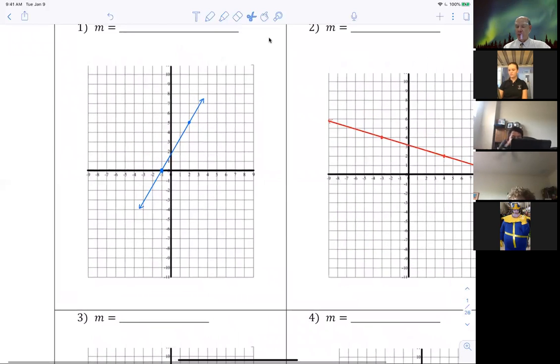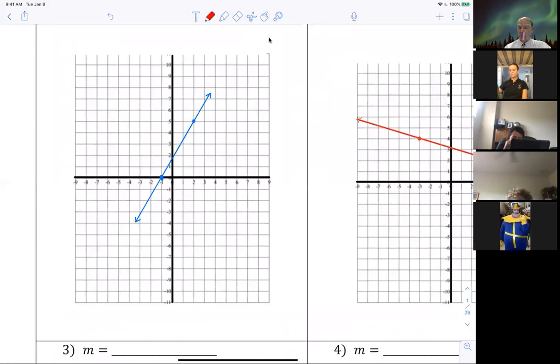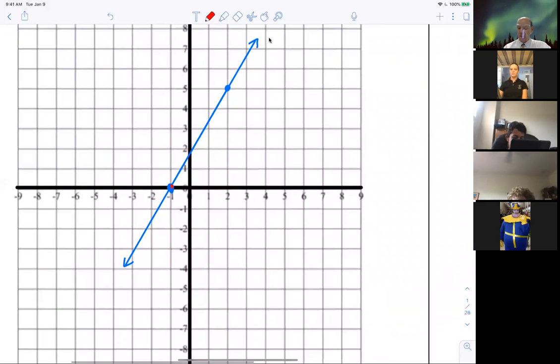All right, so let's go down here. Now we're finding slopes. Now remember, finding slopes. We have our 2 points. We're going to do rise over run. So how much did we go up? And we went over what? Now when you go up, it's what? Positive. When you go to the right, it's what?